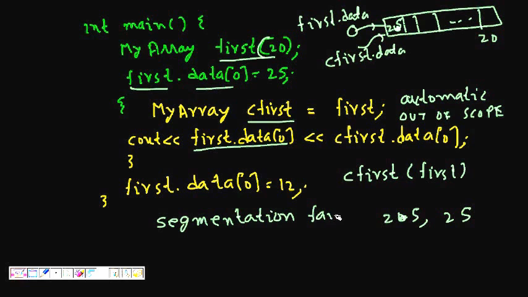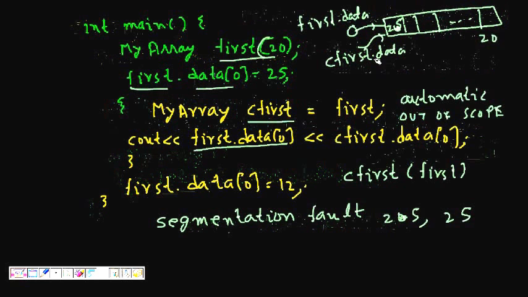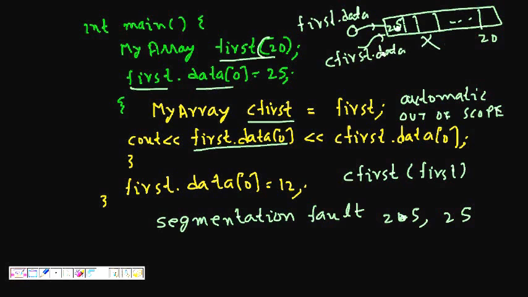Why so? Because the destructor of C first is called, it deletes this array, and this memory location is freed. But first dot data is also pointing here, and when I try to access first dot data 0, it gives me a segmentation fault.